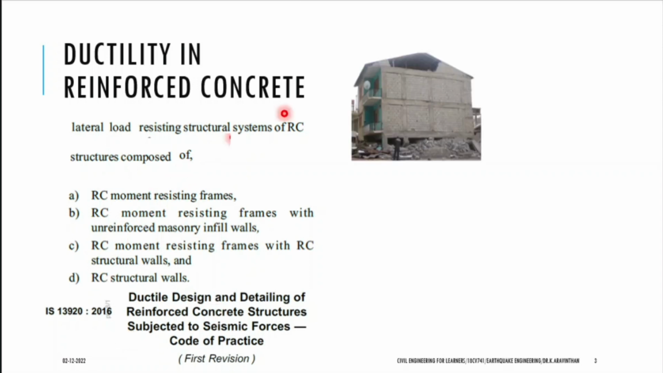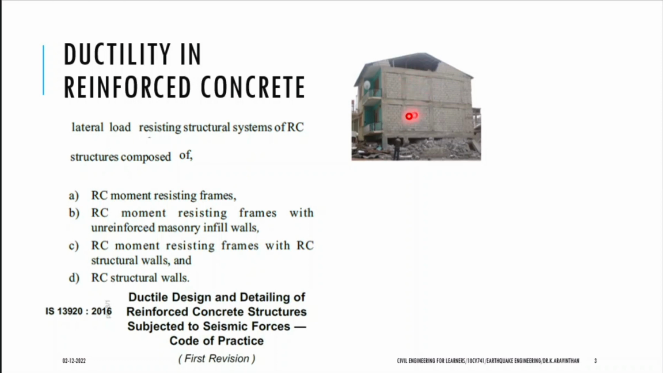Now, what is the first case? This is called a frame. You have columns and beams along the horizontal direction, and in the vertical direction you have columns. And you can see infills. What are these infills? They are called brick infills. If this kind of infill structure is provided, you can follow this IS 13920 to make it ductile, and it can be with infill or without infill.